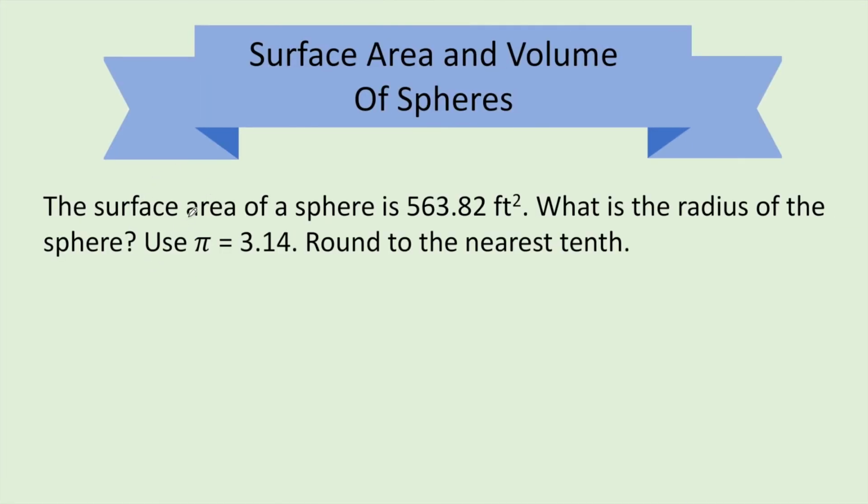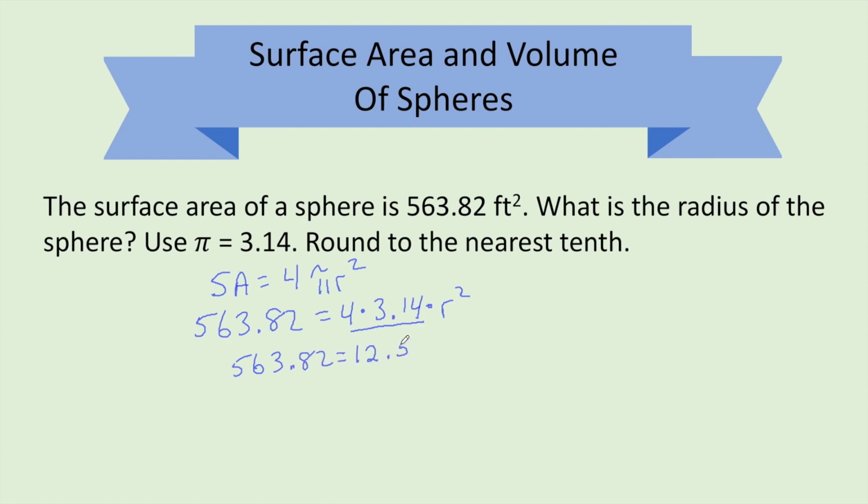Alright, on this problem here, they're starting us with the surface area of the sphere, and they're going to ask us what the radius of the sphere is. So we have to start with the correct formula. Surface area right off our formula sheet, 4 pi r squared. Plug this in, 563.82. It's 4 times 3.14 times the radius squared. We're going to multiply these. 563.82 equals 12.56 r squared. Divide both sides by 12.56.